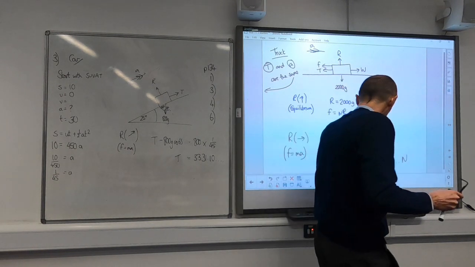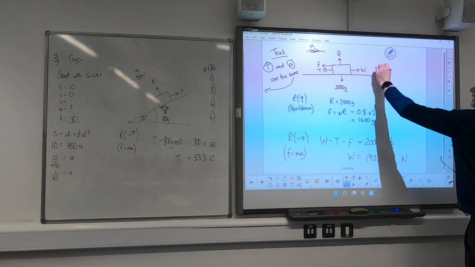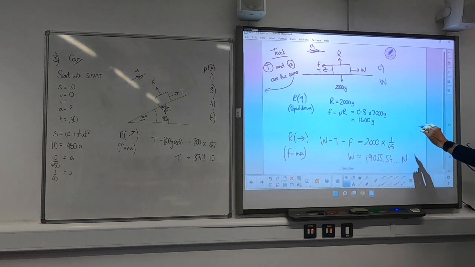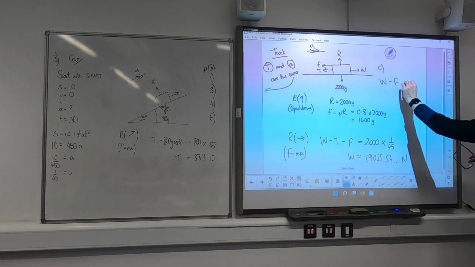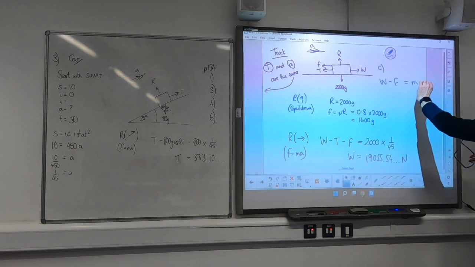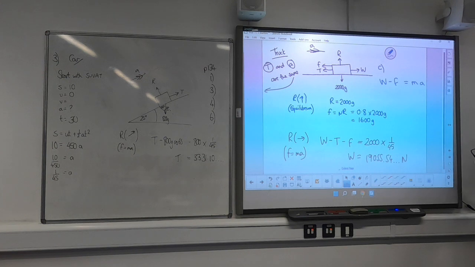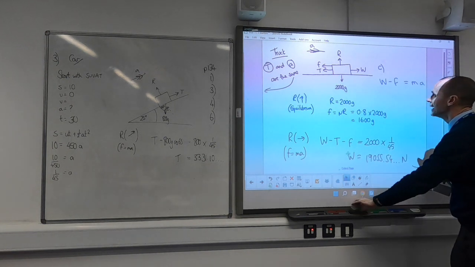So in part C, you would have W, the driving force, still the same, minus friction, still 1600 g, equals mass, still 2000, times acceleration. So actually that's quite an easy question to answer in part C.